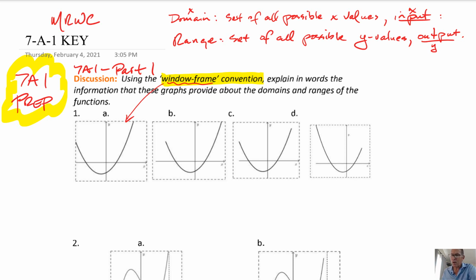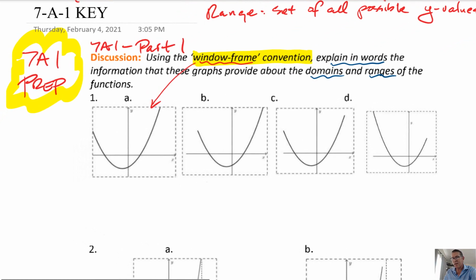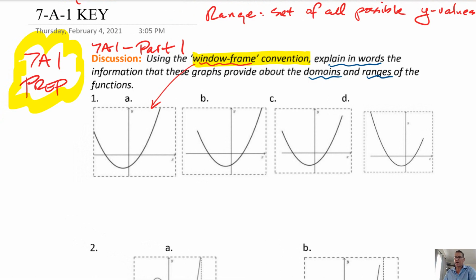So what is the window frame convention all about? We want to explain in words the information that the graphs provide about the domain and the ranges of the functions. These curves in here are probably parabolas. We don't really know, but I'm assuming they are. They have a specific domain and range depending on where they start and end, and their minimum or maximum points. Domains sometimes have a minimum or maximum, and so do the ranges. If they do, we need to define it. If they don't have a min or max, they might be the set of all reals. When you graph functions, we're always talking about real numbers.